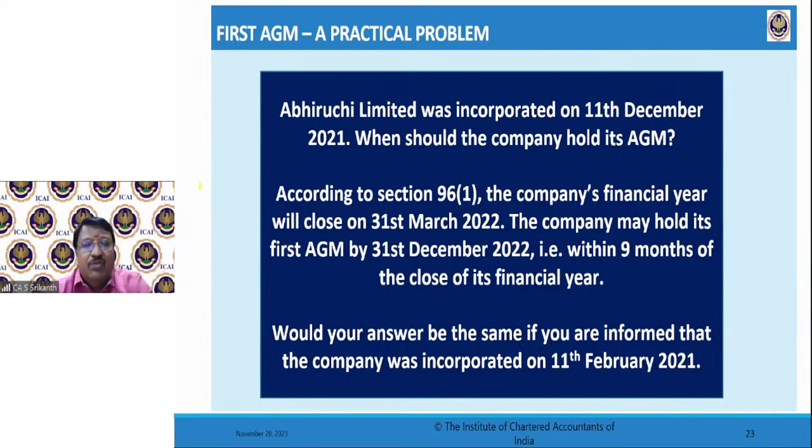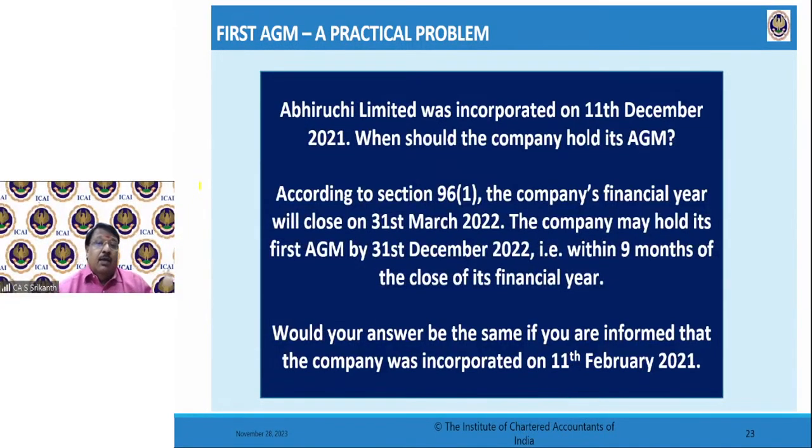What matters is not the way I talk, but whether you have understood this topic, because I still see a lot of confusion. That is why I'm giving a concrete example. If it is 11th December 21, the financial year will end only on 31st March. No other date. 9th November is wrong. The financial year, if it is 11th December, will end on 31st March 22. Thereafter, you count 9 months, which means 31/12/2022 is the date by which the AGM should be held. Got it? If it is 11th February, then the exception applies.